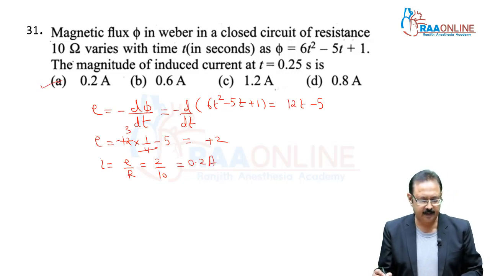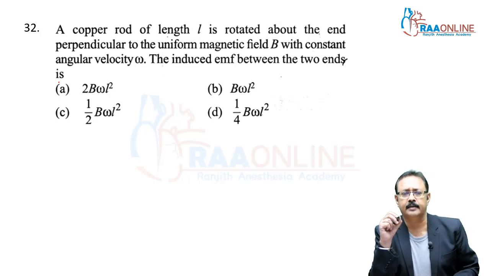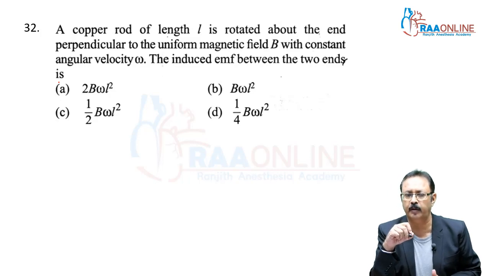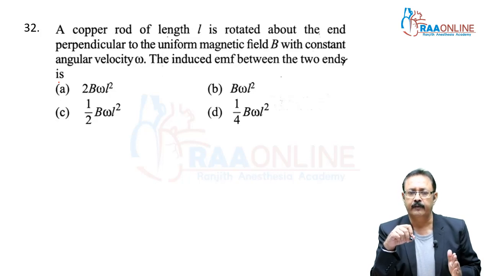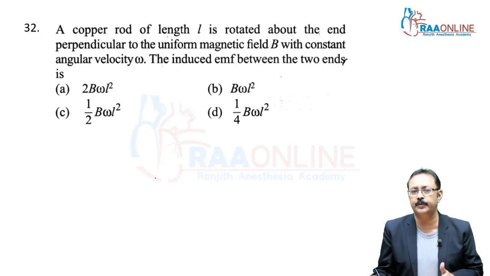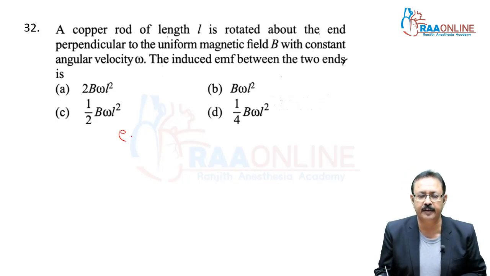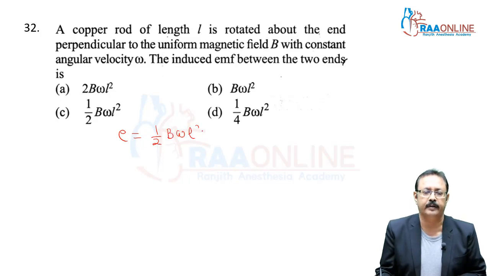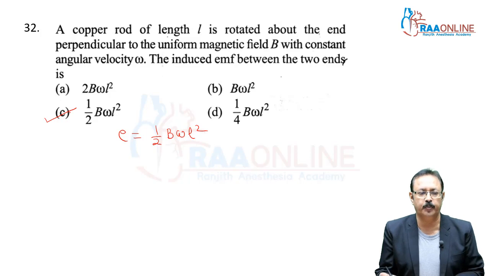Not a big task. Next, a copper rod of length L is rotated about the end, perpendicular to a uniform magnetic field B, with constant angular velocity omega. The induced EMF between the two ends is, when I was going to start this unit, I gave you this derivation. It should be half B omega L square. So we will go with option C.